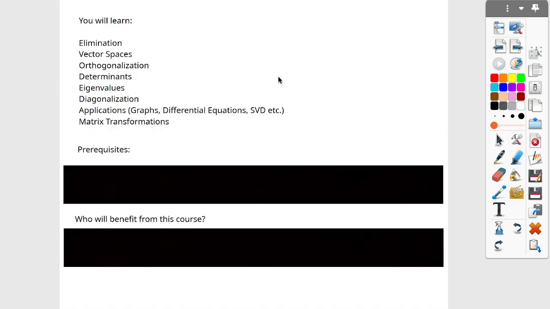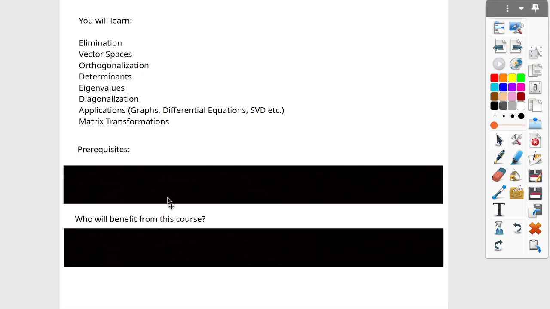Right? So this is the list of topics that you will learn. So I'm just gonna remove this. You will learn elimination, which you've already learned in middle school. Vector spaces, orthogonalization, determinants, eigenvalues, diagonalization, applications like graphs, differential equations, singular value decomposition, Markov matrices, Fourier transform, all of that, and matrix transformations. So how do you transform something from a point to another point?